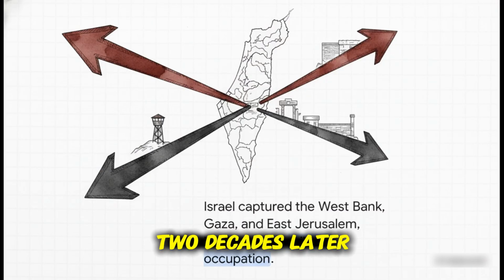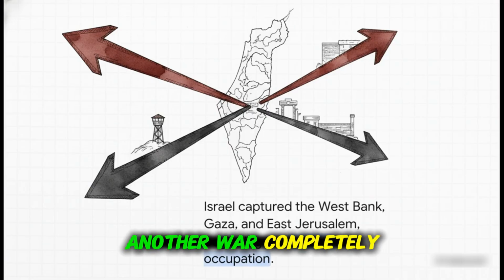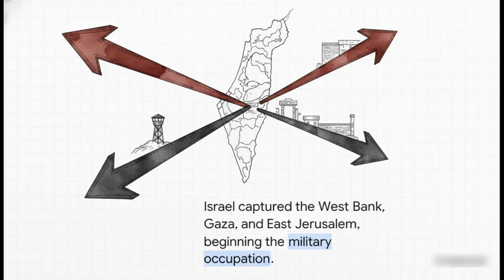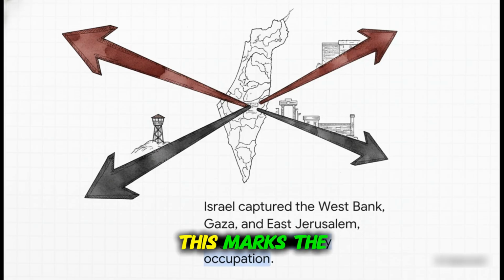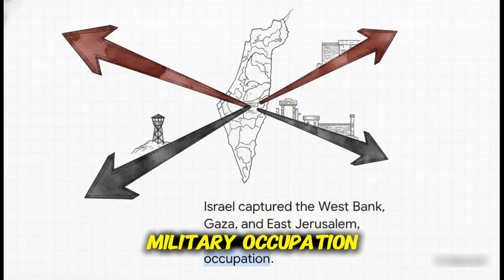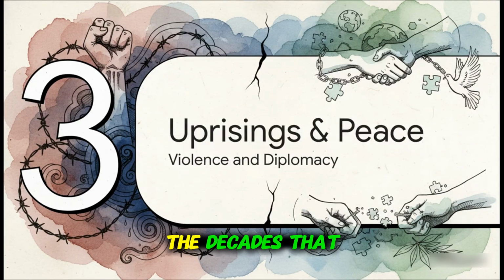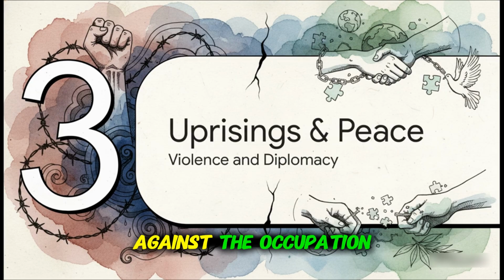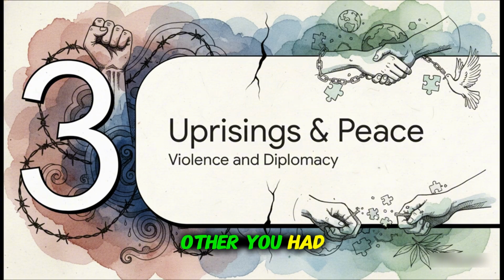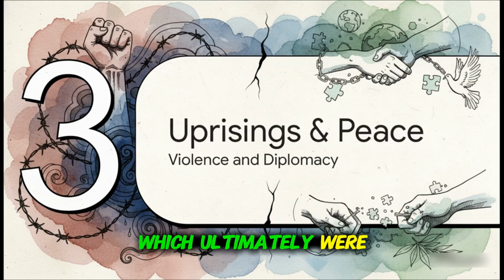Just under 2 decades later, another war completely redrew the map again. In the 1967 Six-Day War, Israel captured the West Bank from Jordan and the Gaza Strip from Egypt, along with East Jerusalem. This marks the beginning of the Israeli military occupation of these territories. The decades that followed were really defined by this difficult cycle. On one hand, you had Palestinian uprisings against the occupation, and on the other, you had these major international efforts to try and broker peace, which ultimately were unsuccessful.